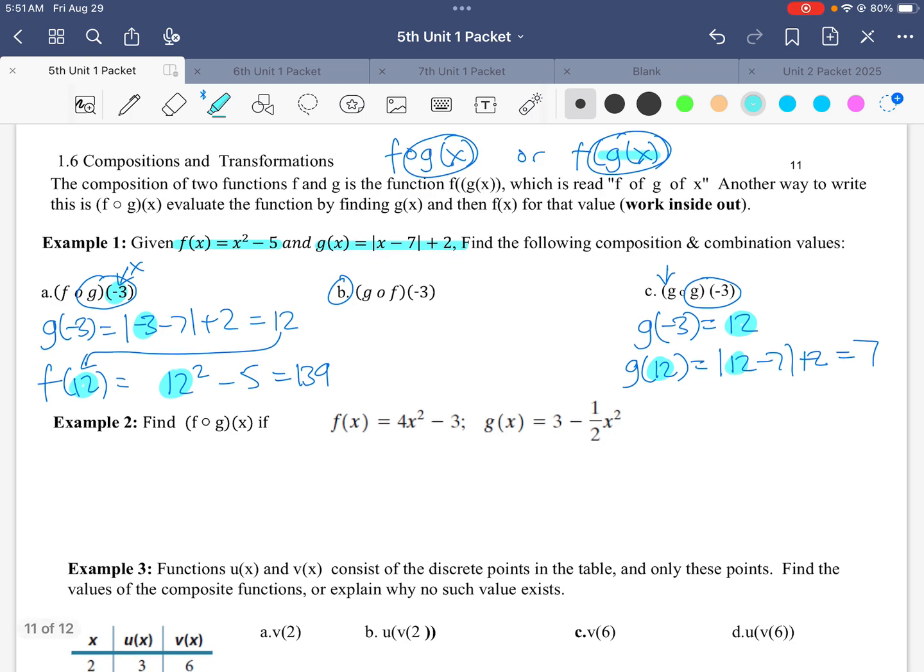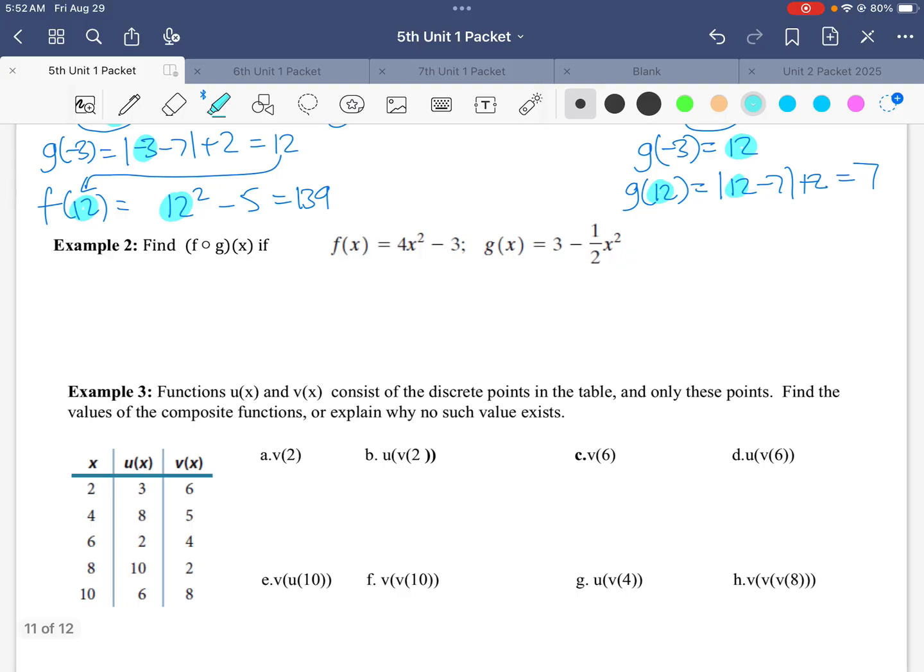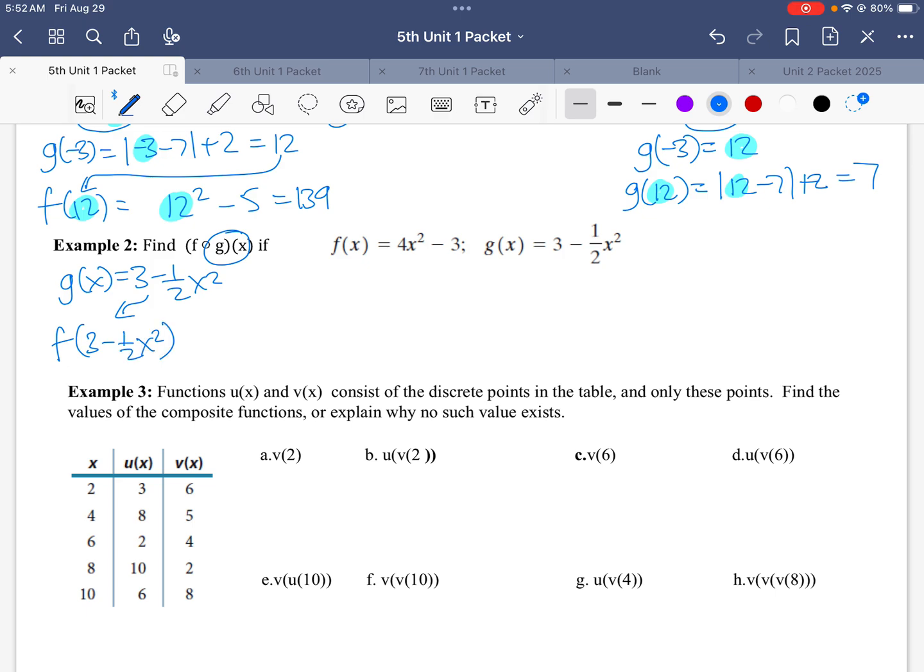Okay, next piece. We can also do this with functions. So let's go ahead and we have to find f of g of x. So we have f of x and we have g of x. So the first thing we're going to do is find g of x. Now we don't have any numbers to plug in, so I'm just going to copy it down. 3 minus 1/2 x squared. And we then take that answer and plug it into f. 3 minus 1/2 of x squared equals.